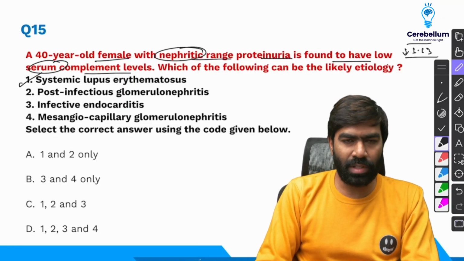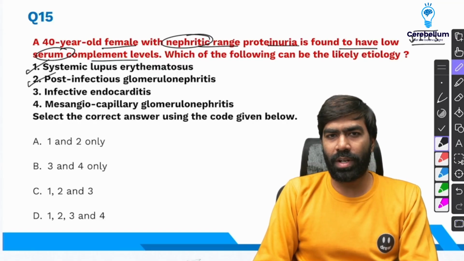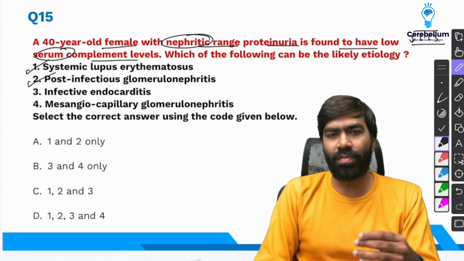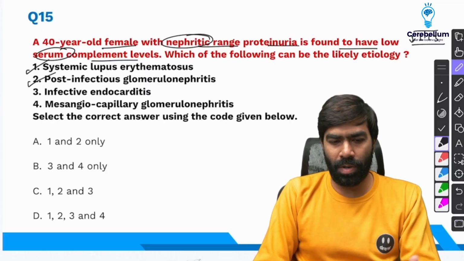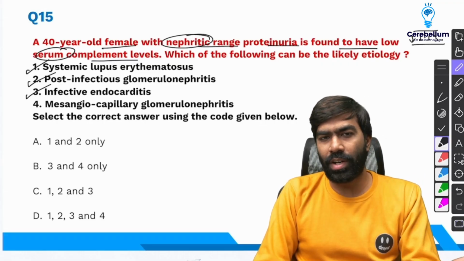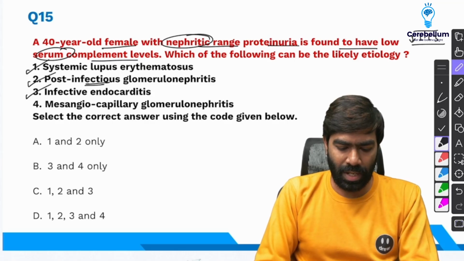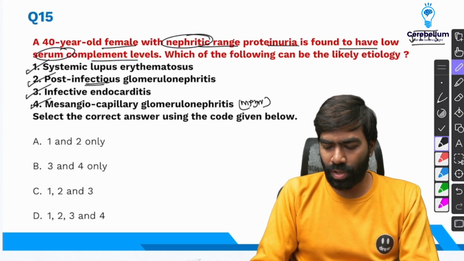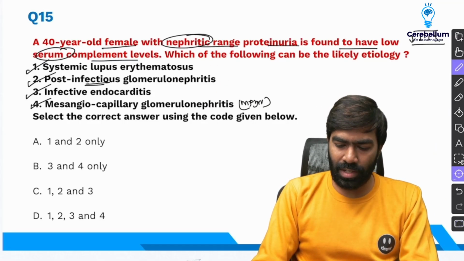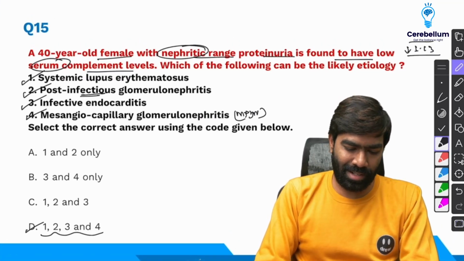SLE. SLE 100% tends to produce hypocomplementemia, low C3, C4. And post-infectious glomerulonephritis. For example, after infective endocarditis or after streptococcal infection, you can get glomerulonephritis, and definitely that is going to be associated with hypocomplementemia because of complement consumption. Infective endocarditis is actually a kind of post-infectious glomerulonephritis only. That's also going to be associated with low complements. And mesangiocapillary glomerulonephritis is also called MPGN. There is also one condition that's going to be definitely associated with low C3. So the right answer for this question is going to be all 1, 2, 3, 4. So I'll go for option D as the right answer.